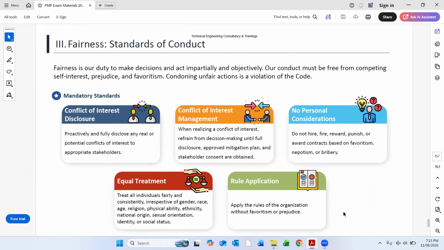Also, conflict of interest disclosure should be there. Conflict of interest management should be there. No personal considerations, like to hire, fire, reward, or punish someone because of favoritism, nepotism, or bribery. And equal treatment should be there, and the rules of the organization should govern.